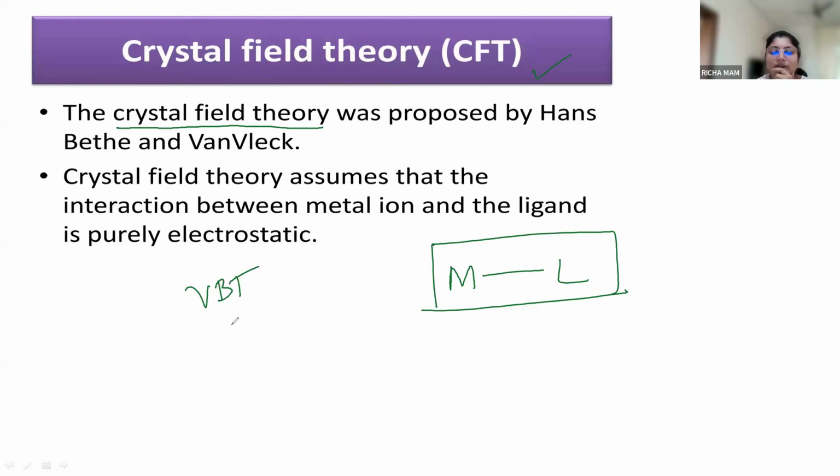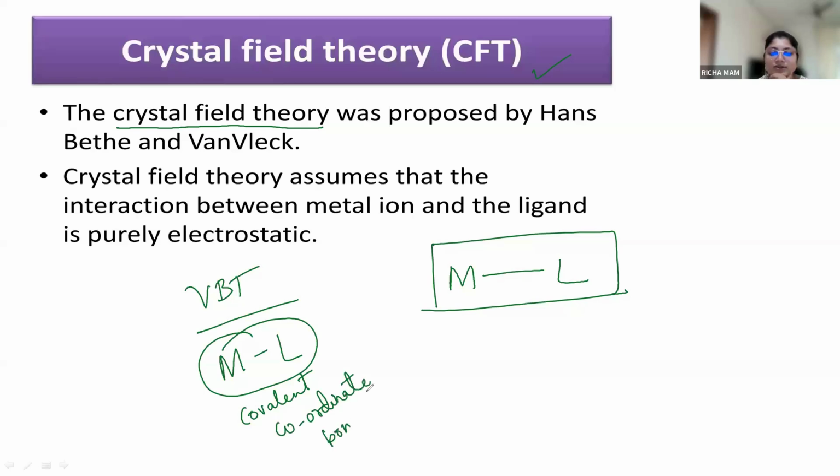In VBT also it could tell the interaction between the metal and ligand, but what was assumed is that the metal and ligand form a covalent coordinate bond, which we discussed in VBT. Pauling told in VBT that the metal-ligand interaction is purely a covalent coordinate bond. But in CFT, the scientists said that the interaction between the metal and ligand is purely electrostatic.